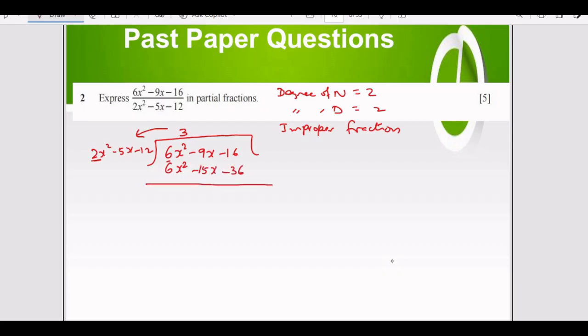Now you change the signs of the lower equation when you subtract. So this and this get cancelled. 15 minus 9 is 6x, and plus 20. So this is our remainder.